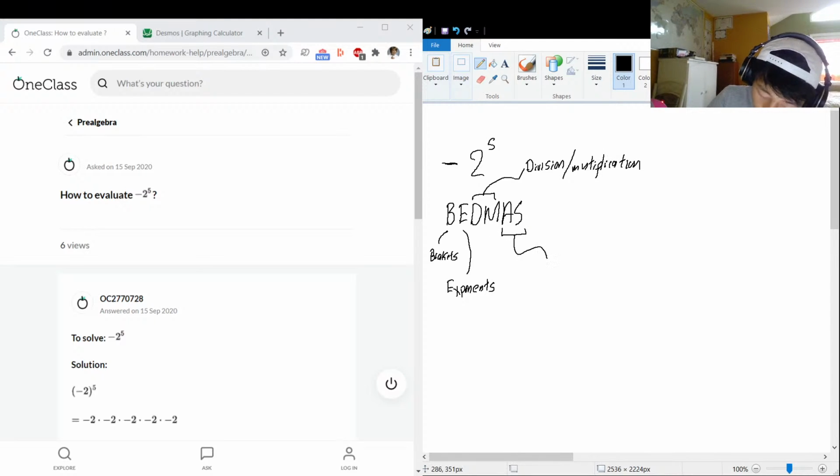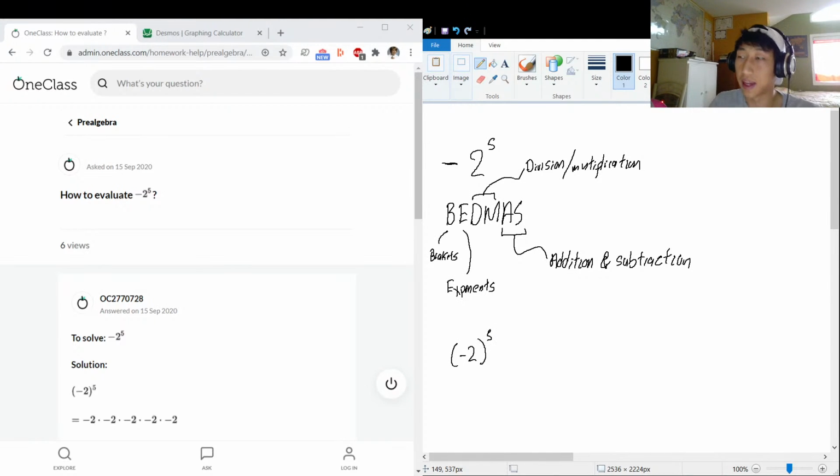And tied for fourth place is addition and subtraction. Now, what this is saying is that we could rewrite this as, you see this negative sign? We would need brackets around this 2 to the power of 5, to make this like negative 2 times negative 2 times negative 2 times negative 2.